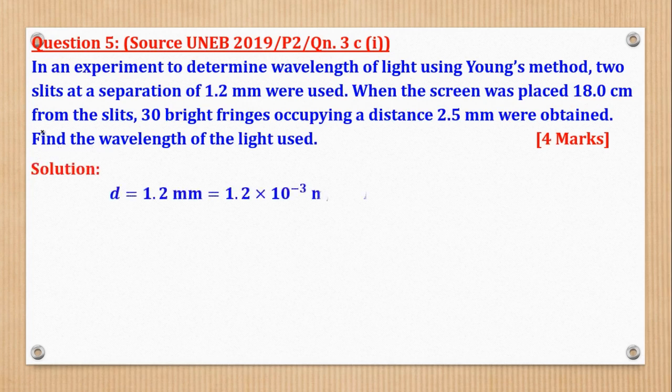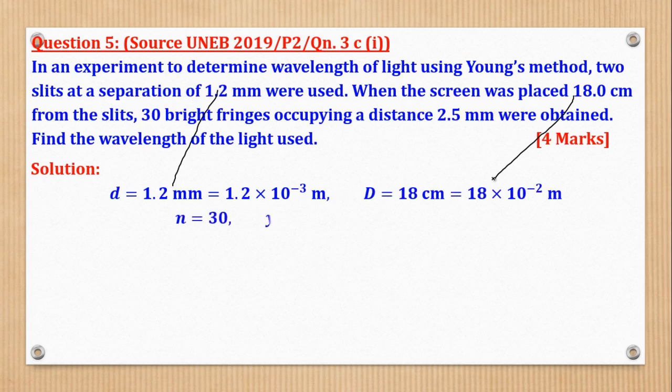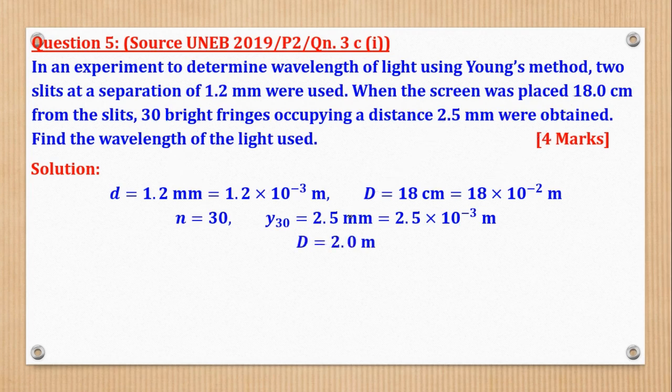So you shall first interpret that this 1.2 millimeters is small d. Then the capital D is this 18 centimeters. Then n is 30. Therefore y30 is 2.5 millimeters. And so this one you ignore it.